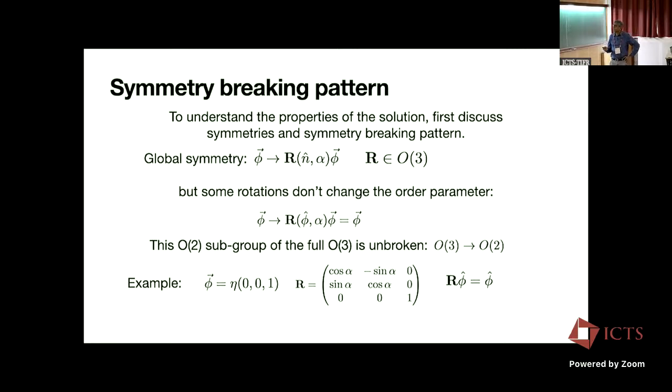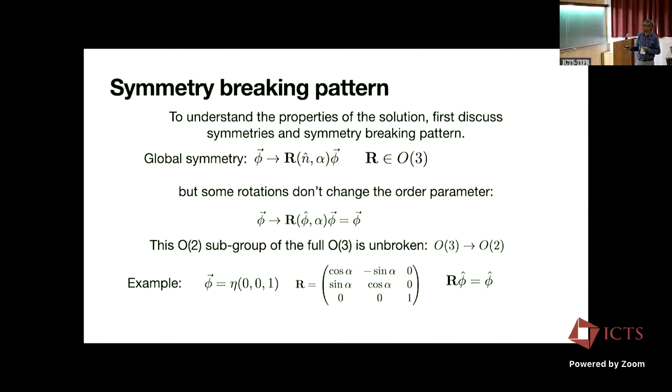So let's think about the symmetry breaking pattern. To understand the properties of the solution, we first have to discuss exactly how to define, say, electromagnetism in this situation. So let's start with the symmetries. There's a global symmetry where you rotate phi, the vector phi. So there's some rotation about some axis, by some angle, and this matrix R belongs to this group O3. Okay, so in general, you do this rotation, and the Lagrangian doesn't change.